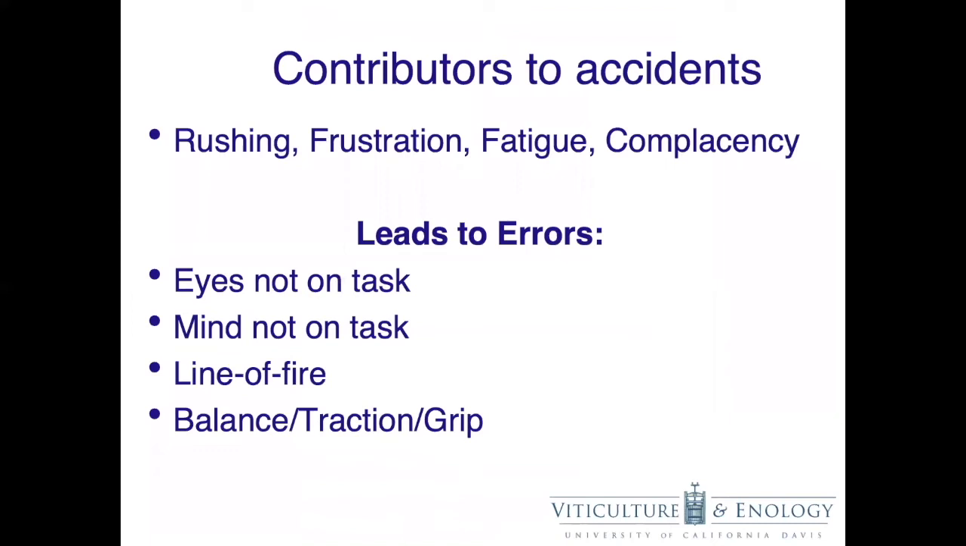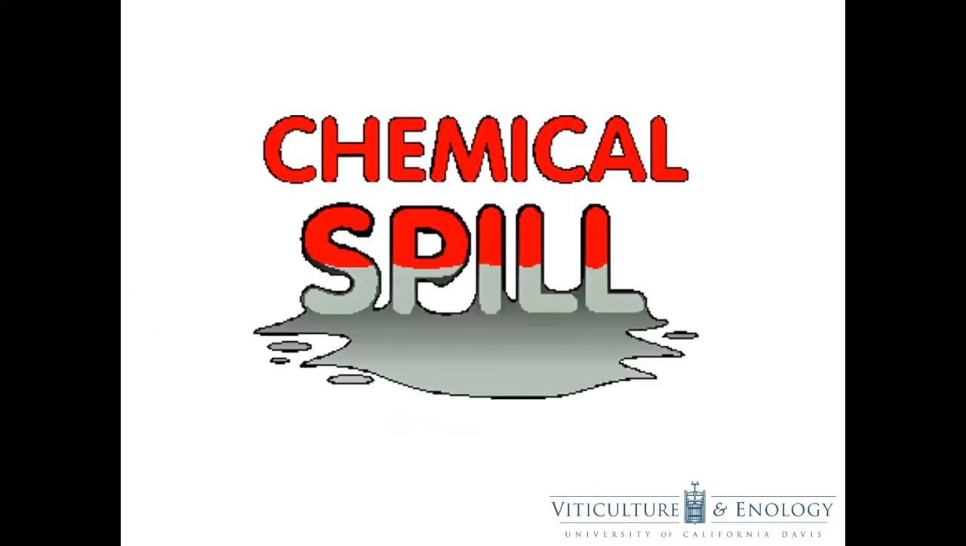So now we will discuss laboratory accidents with a focus on chemical spills. So what causes laboratory accidents? Major contributors to laboratory accidents are rushing, frustration, fatigue, and complacency. Other contributors to errors or accidents are eyes not on the task, mind not on task, being caught in the line of fire, and loss of balance, traction, or grip. Let's focus on one of the most common lab accidents, a chemical spill.